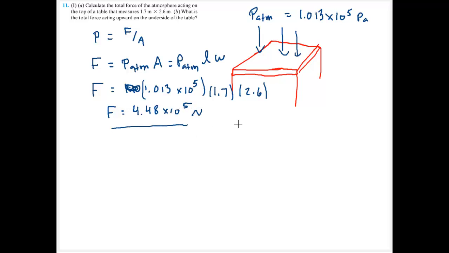And you ask yourself, wow, that's a huge force. Why doesn't this table go flying down or through the floor? Well, if we look at the second part, what is the force upwards? Atmospheric pressure is, of course, pressing up as well. It's going to be applied over the same area, so the force upwards is going to also be 4.48 times 10 to the 5th newtons. That's on the underside of the table going up. This is the top going down, so the forces are going to balance each other out.